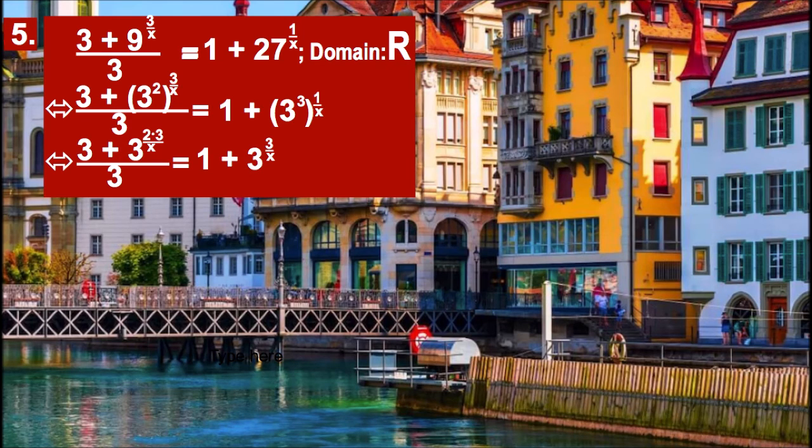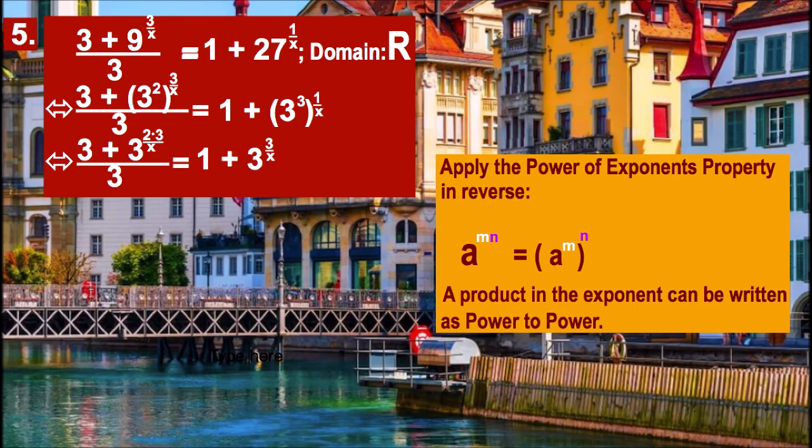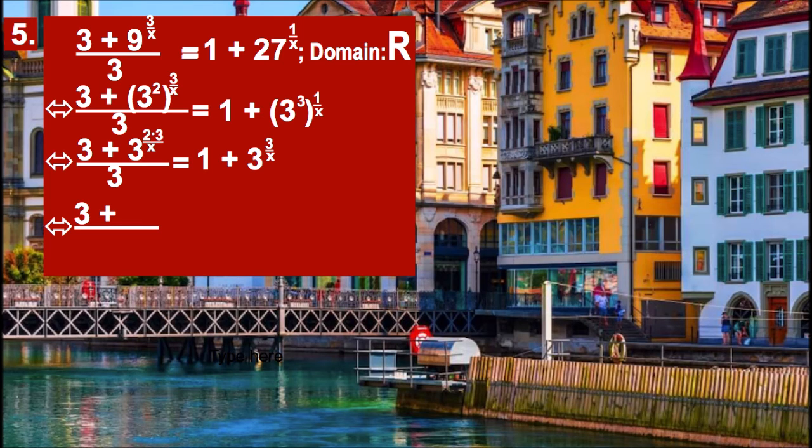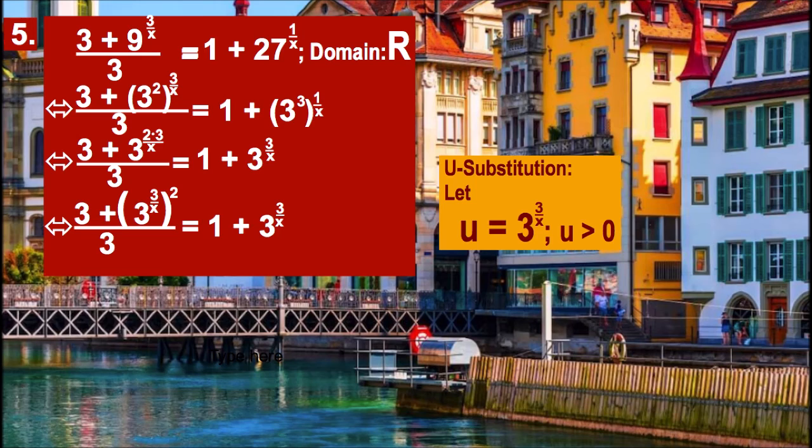So this is equivalent to 3 plus 3 raised to the power 2 times 3 over x, everything over 3, equals 1 plus 3 raised to the power 3 over x. Now let's apply the power of exponents property in reverse, where a to the power m times n is equal to the quantity a raised to the power m, everything raised to the power n. So, equivalent to 3 plus the quantity 3 to the 3 over x, everything squared, everything over 3, equals 1 plus 3 raised to the power 3 over x. And we did that so we could have the same kind of 3 to the power 3 over x on both sides of the equation. That's just in time for us to use our u substitution.